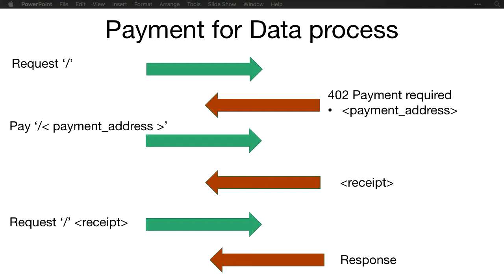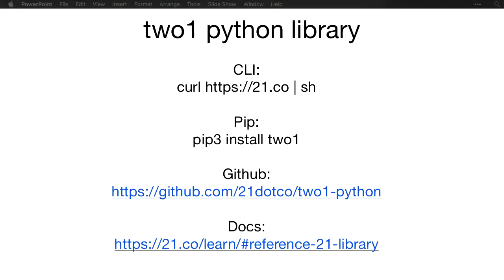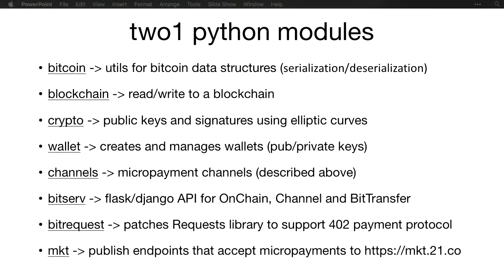So the library that I showed you that did the patching of requests and Flask is called the 21 library. You can download it in a bunch of different ways: you can pipe it to shell, or you can pip install it. It's very well documented, so go look at GitHub. It comes with a bunch of separate modules. They have their Bitcoin module, and that's their own handwritten implementation against the protocol, so it's not like they import Bitcoin.